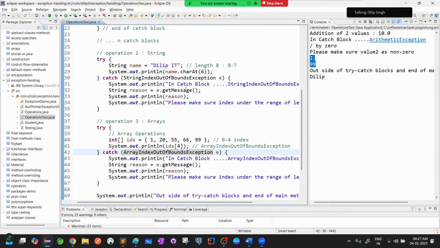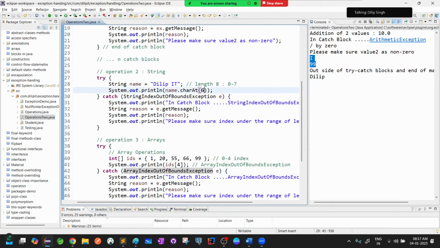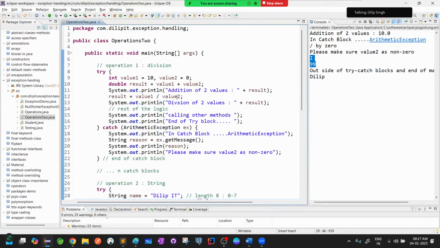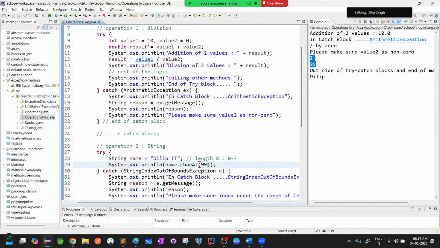Now tomorrow, if you got an exception here, for example, in this case also you got an exception. You gave something like 99 or whatever it is. There is no 99 index. So what will happen? Same rule again. The exception is raised, and the moment the exception comes, you have already handled it, so it will come back here and execute this catch block. Assume you have not handled an exception of the same type. Then what will happen? JVM will leave the process and it will not execute the rest of the logic.